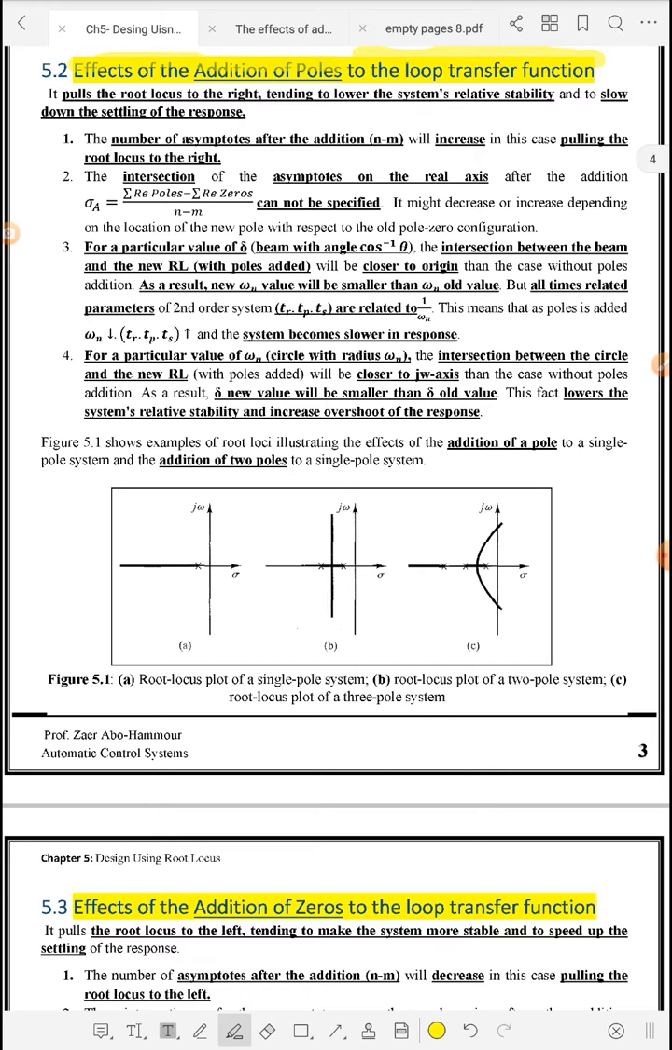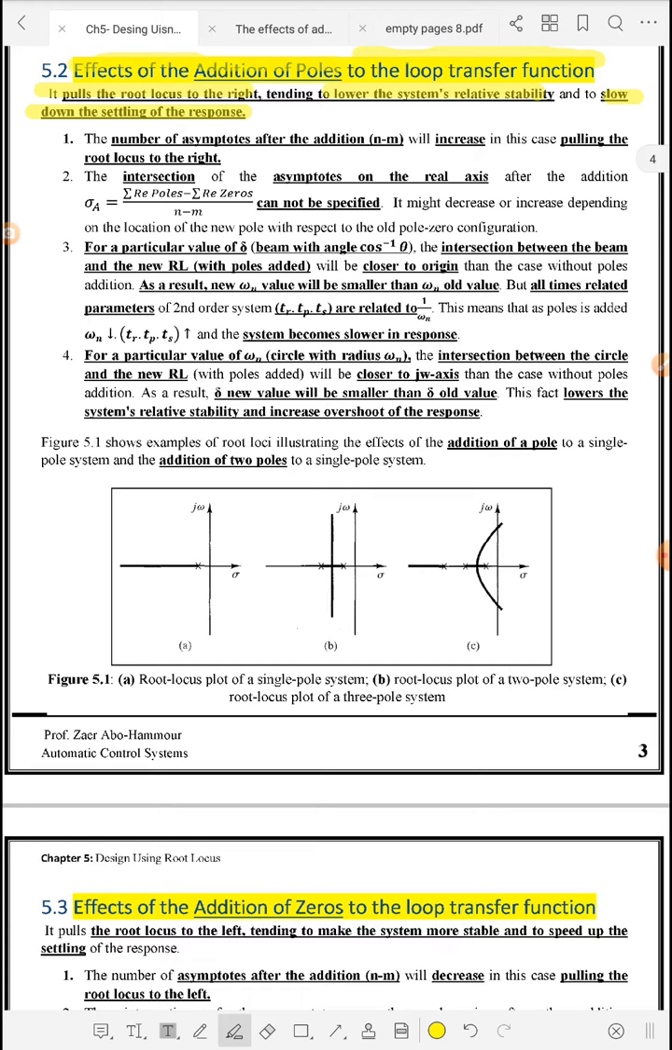As we have previously mentioned, we cannot modify or change the plant. Anything that you need to change, show your experience and your knowledge by incorporating the controller instead of modifying the plant. So as we have mentioned, the addition of poles will pull or shift the root locus to the right, and this shifting to the right will lower the system relative stability, and it will slow down the system response.